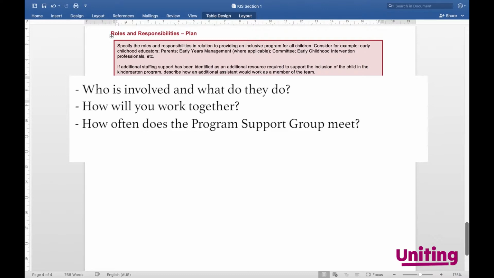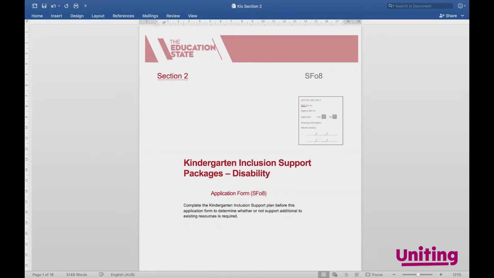Once this section is complete, the program support group should discuss the requirements of the kindergarten and if they need to proceed with a KIS application. Section 2, the KIS disability application.